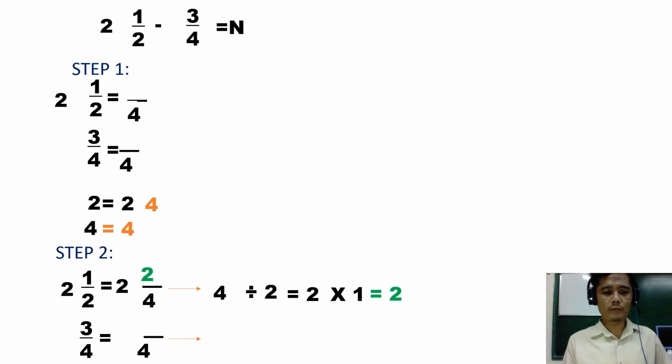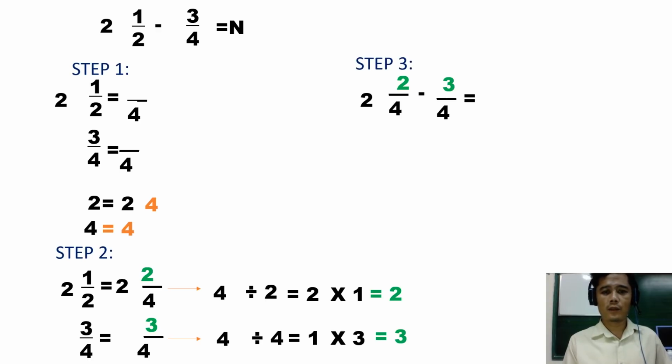Next, 4 divided by 4 equals 1 times 3 equals 3. So, parehas lang. 3/4 equals 3/4. The next, third step, tignan po natin, since ang 2/4 is less than 3/4, hindi tayo pwedeng mag-minus. So, ang gagawin natin dyan, i-regroup po natin yung 2. So, paano mag-regroup? Hiram lang po tayo ng 1 kay 2.